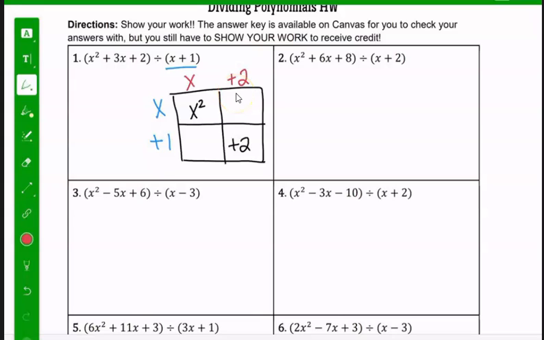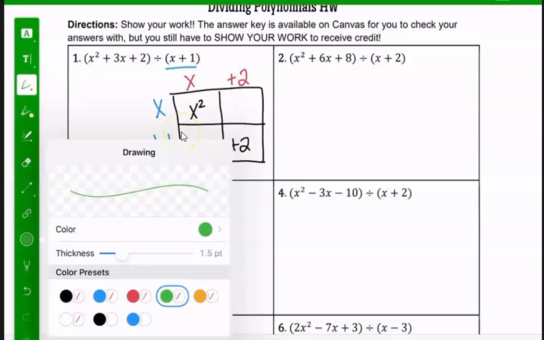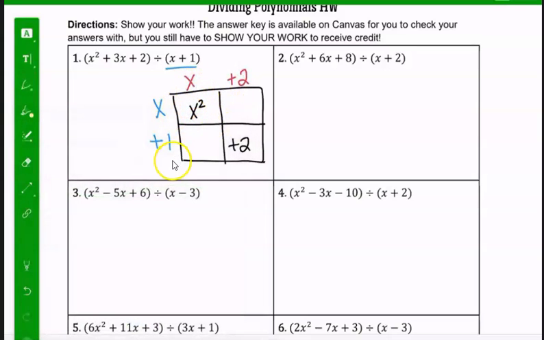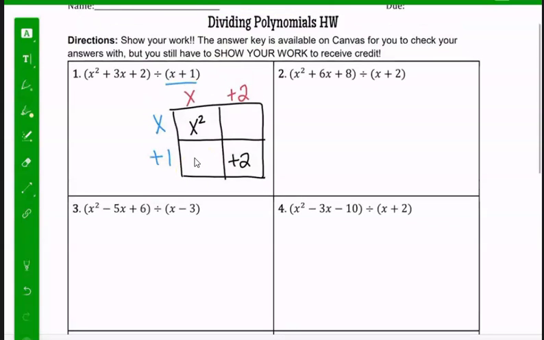So you can check your answers by filling in the box. So let's see. X times 1 is x, or we can just write 1x. 2 times x is 2x. If I combine these like terms, that will give me 3x. Well, notice I have a 3x here. And notice I still have my x squared and my positive 2. Therefore, since this end result from my box method matches their end results, I know my answer is correct. So I can write my answer and box it. So my answer is the binomial x plus 2.